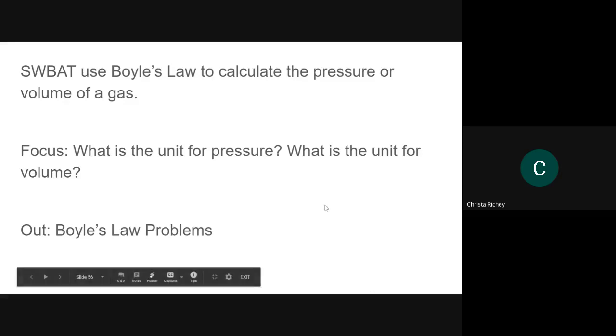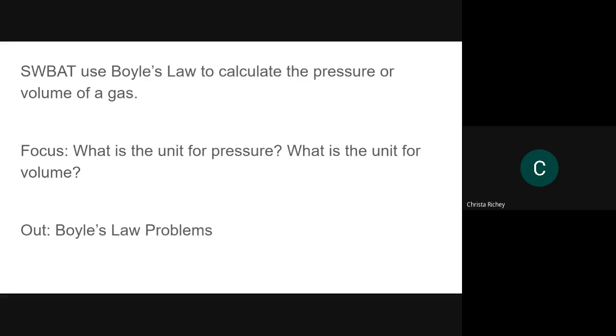There it is. So once they're in the right unit with Dalton's law of partial pressures, you're literally adding or subtracting. That was it.